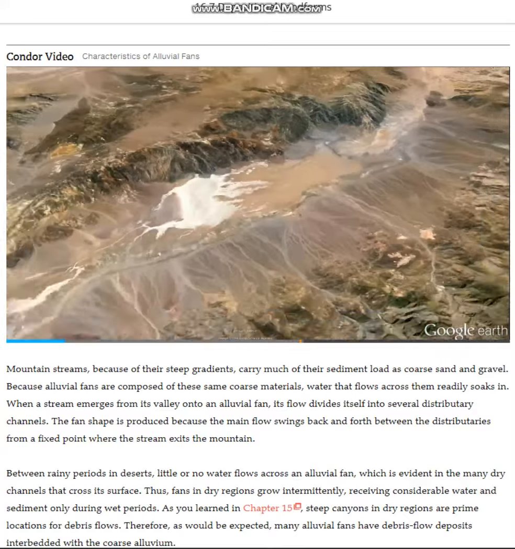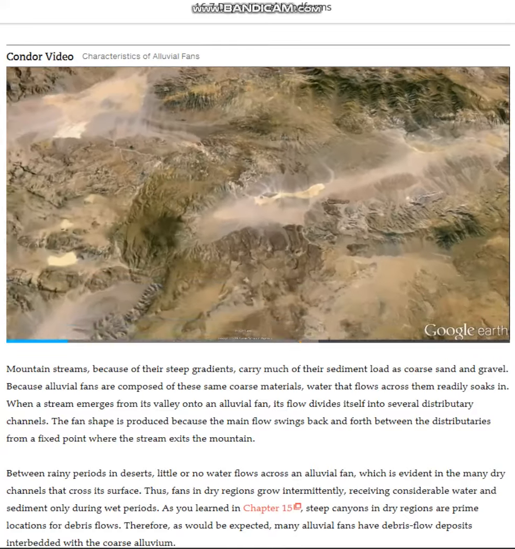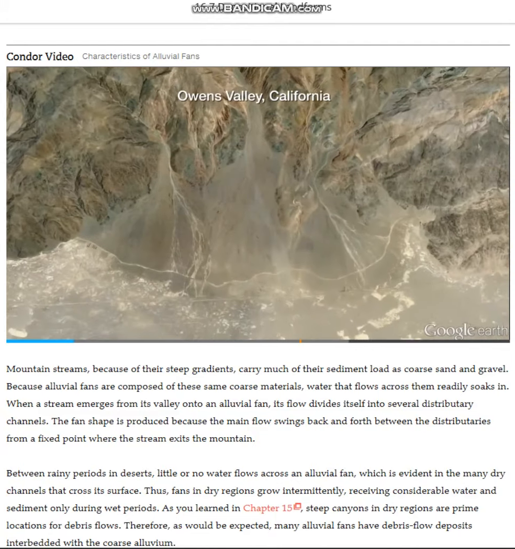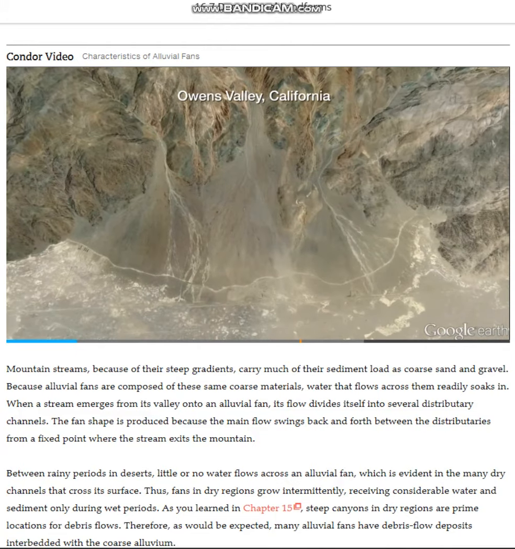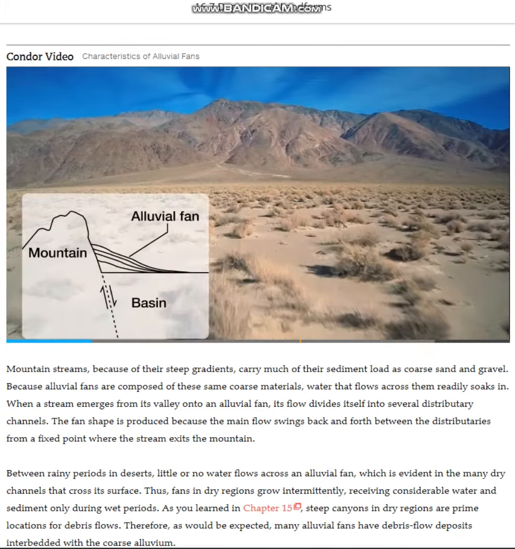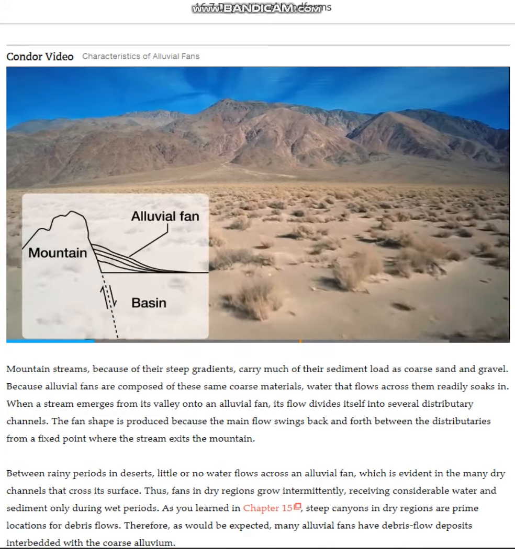Let's move west to the Owens Valley to look more closely at these landforms. At this location, how many fans do you see? Three neighboring fans are coalescing to form an apron of sediment along the mountain front called a bajada. We now know what these landforms look like from above, so let's get a view from the field.